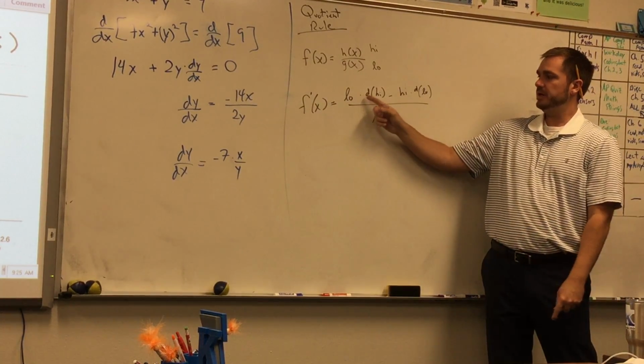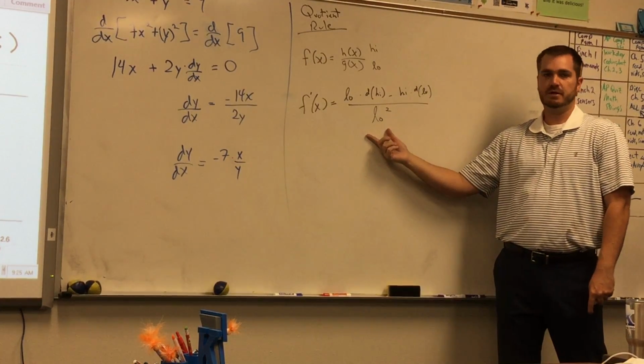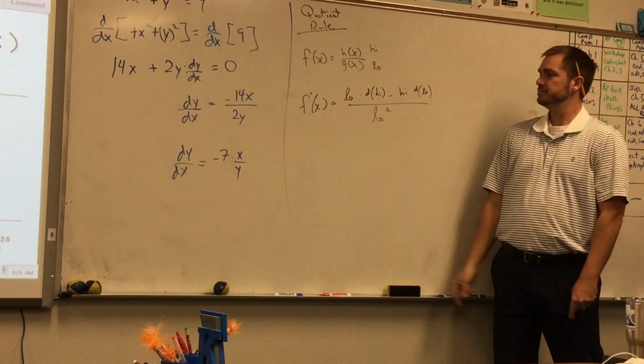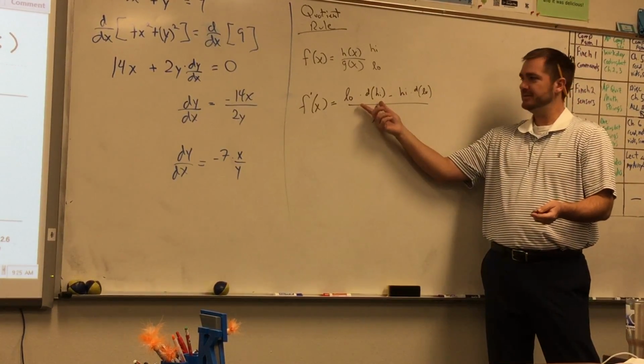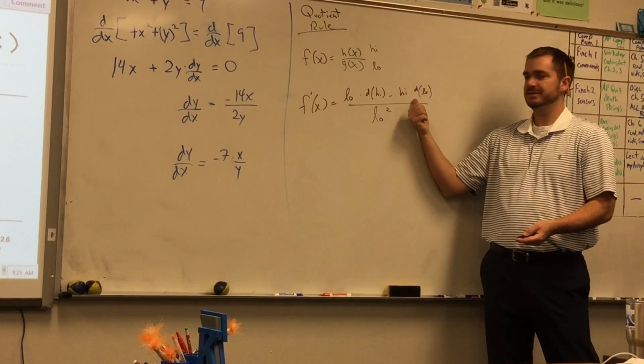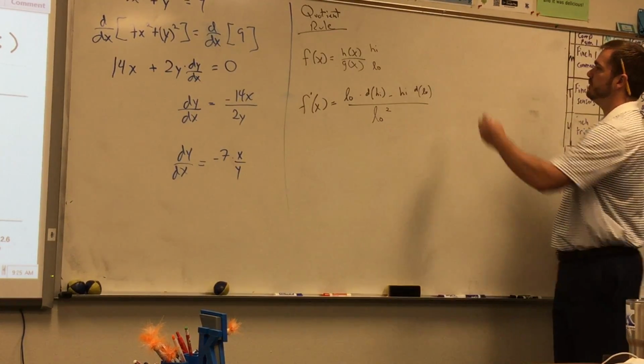It's the denominator times the derivative of the numerator minus the numerator times the derivative of the denominator, divided by the denominator squared. This is a fun way. So repeat after me. Low d high, minus high d low, over low squared we go. So no big deal.